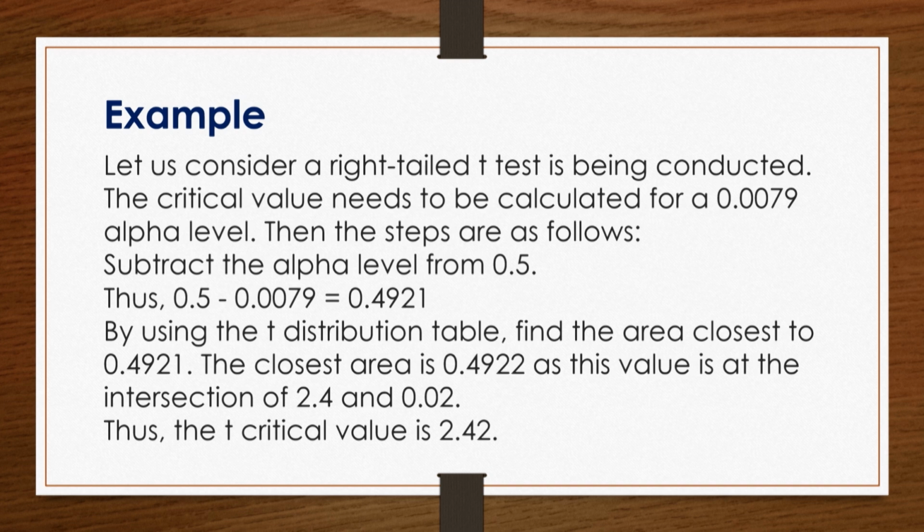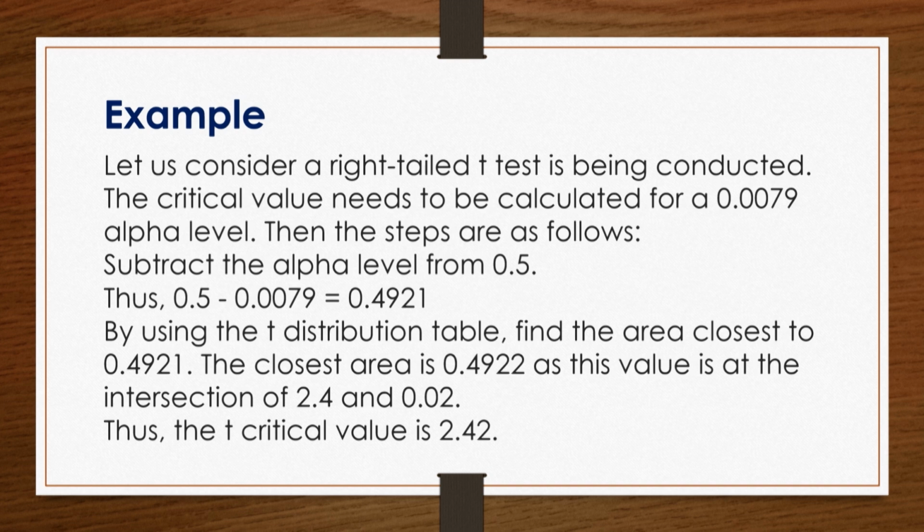Example, let us consider a right-tailed t-test is being conducted. The critical value needs to be calculated for alpha level. Then the steps are as follows. Subtract the alpha level from 0.5, that is 50%, that is 0.5 minus 0.0079, that is equal to 0.4921.